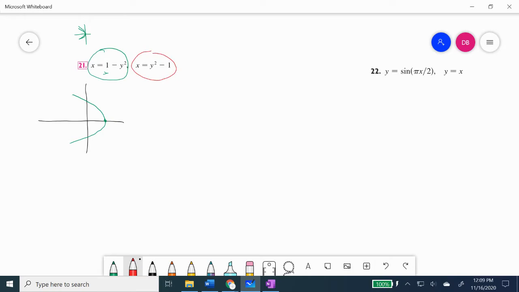The other graph is an x equals y squared. X equals y squared opens to the right with its vertex at the origin, and this minus 1 is telling us to move left 1 unit. And they intersect right there on the x-axis.